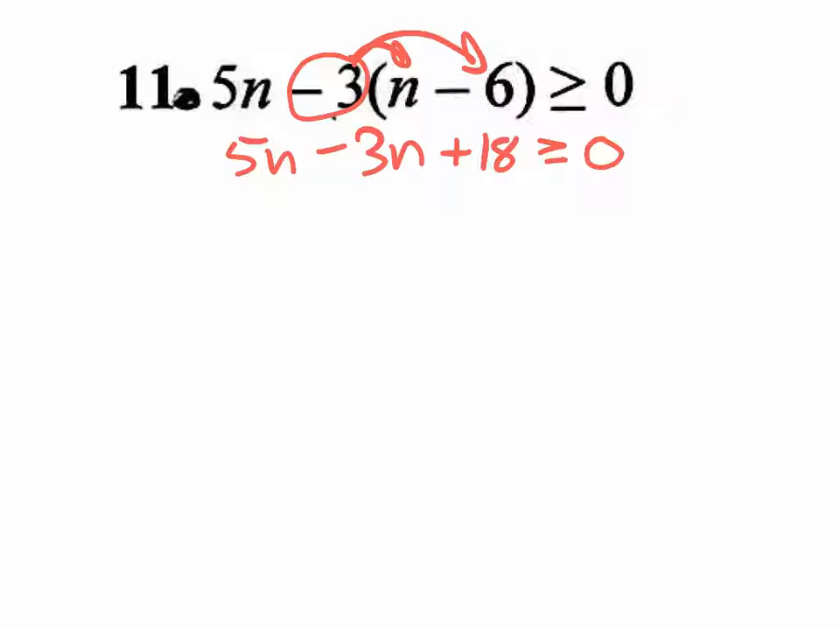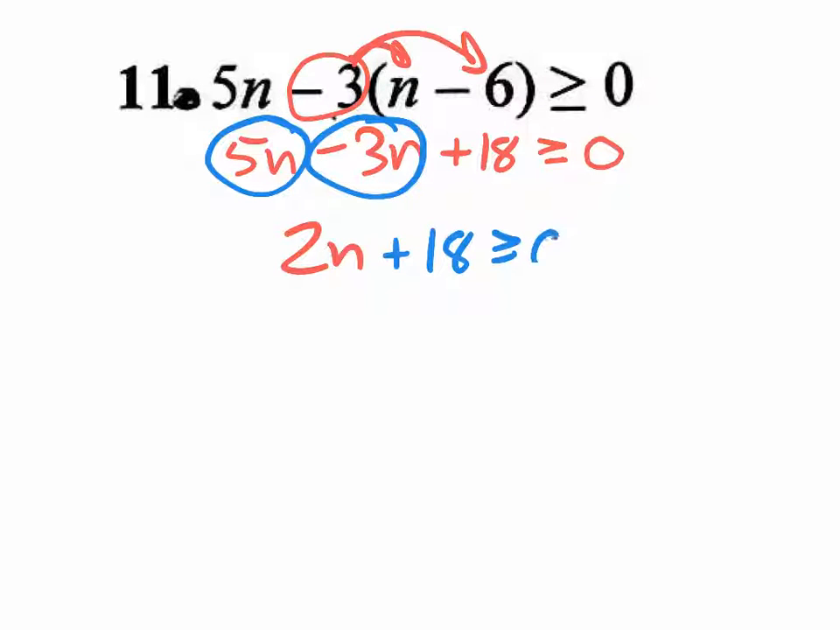After distributive property, we need to check for combining like terms. So out of those 3 terms on the left side, what could I combine, Ismail? What do I get when I combine the 5n take away 3n? Positive 2n. You do that in your head, right? 5 take away 3 is 2. So let's bring down the rest. We have a positive 18 greater than or equal to 0.